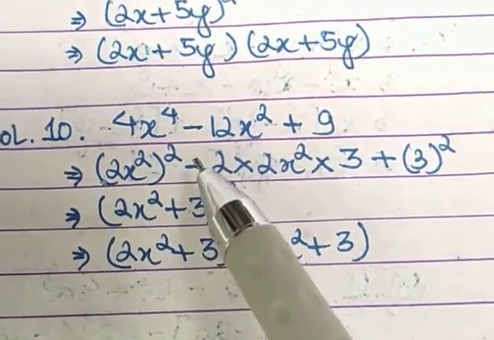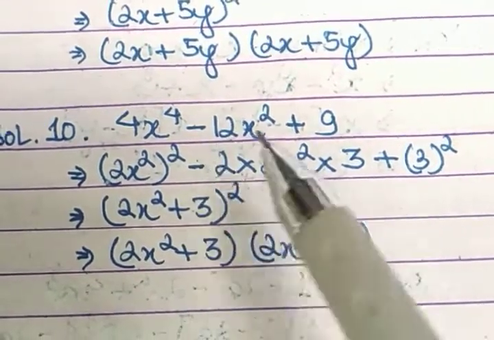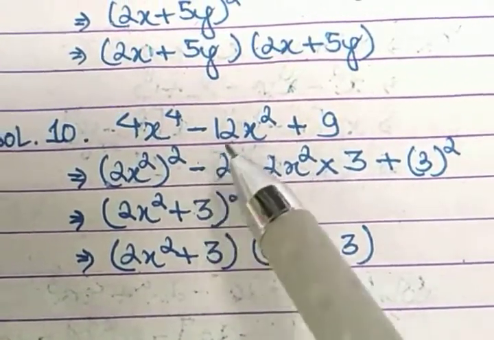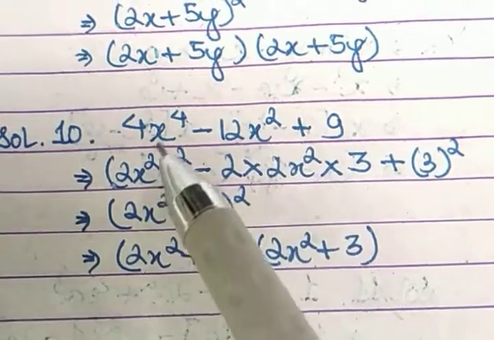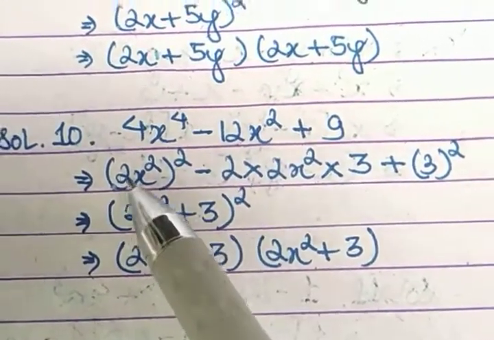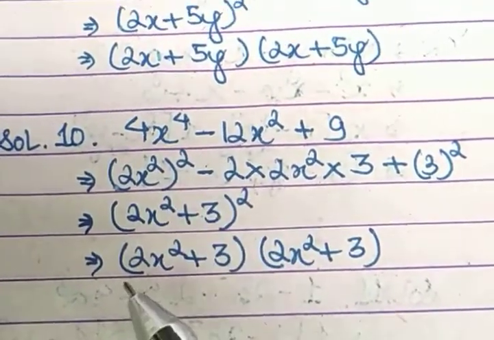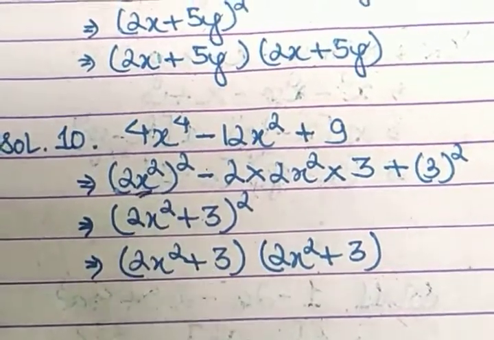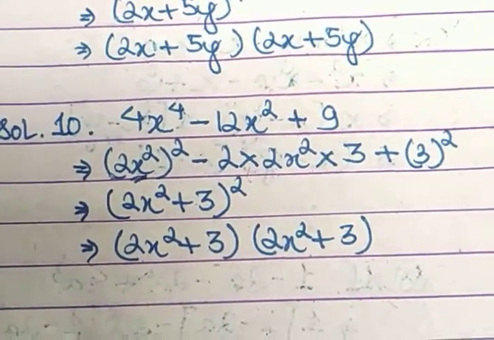If you square it, how many x will be there? There will be 4x, isn't it? x into x into x into x. So that is why 4x to the power 4 can be written as 2x square whole square. In this way, we got the value of a as 2x square.